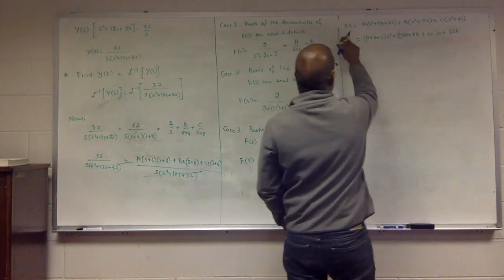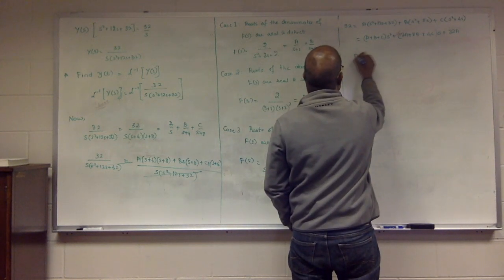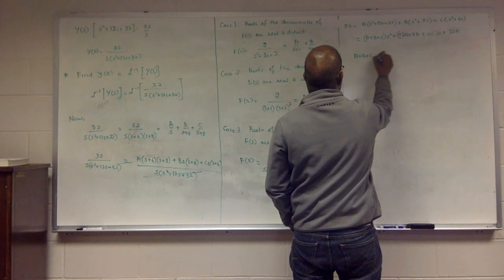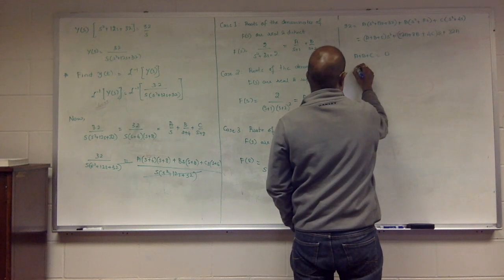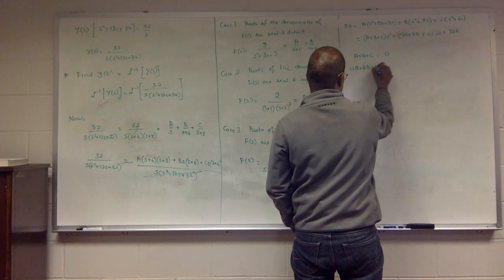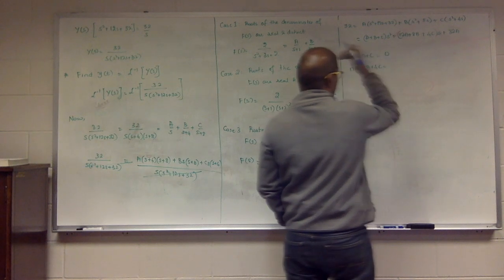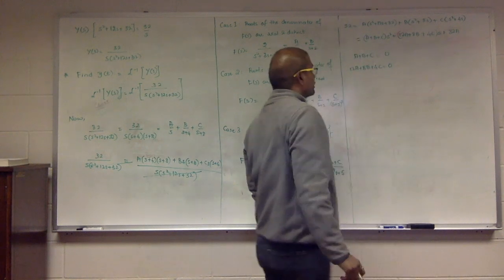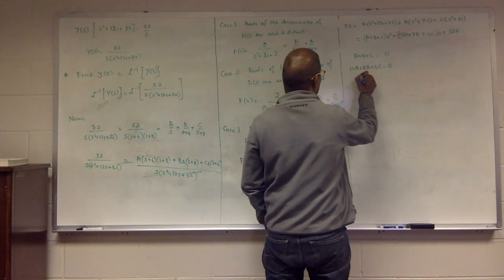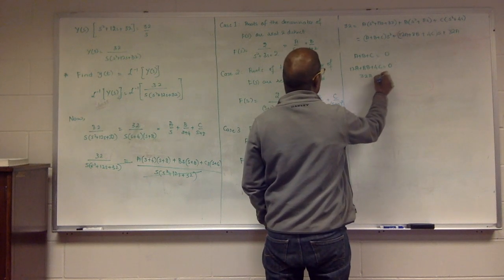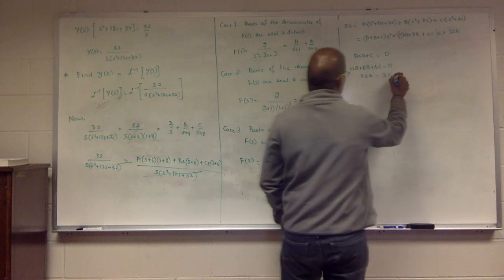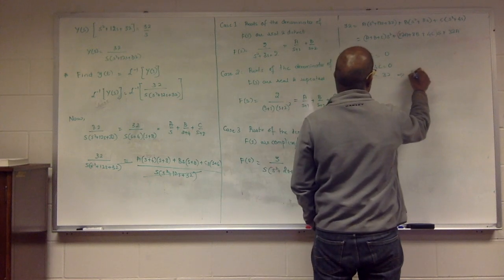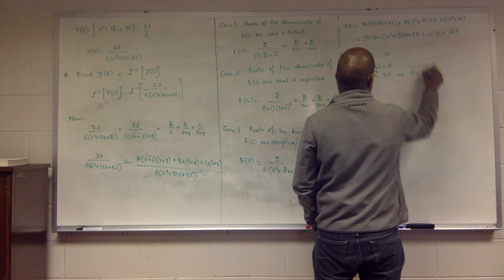Now compare left hand side and right hand side. What is A plus B plus C? 0. What is 12A plus 8B plus 4C? 0, right? There is no s coefficient here. What is 32A? Equal to 32, right? So this implies A is what? 1. We found one of them.